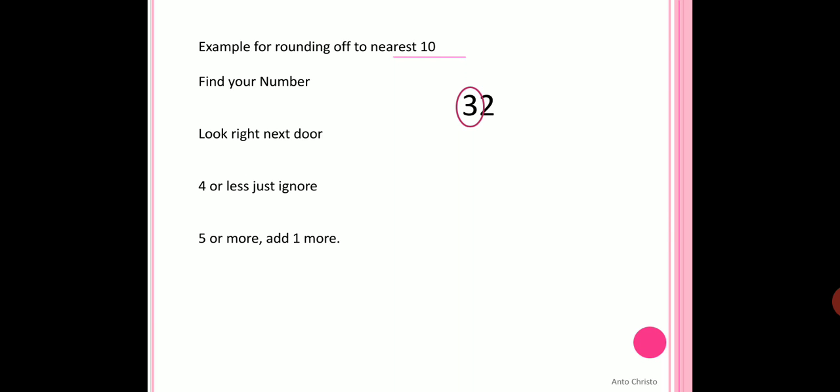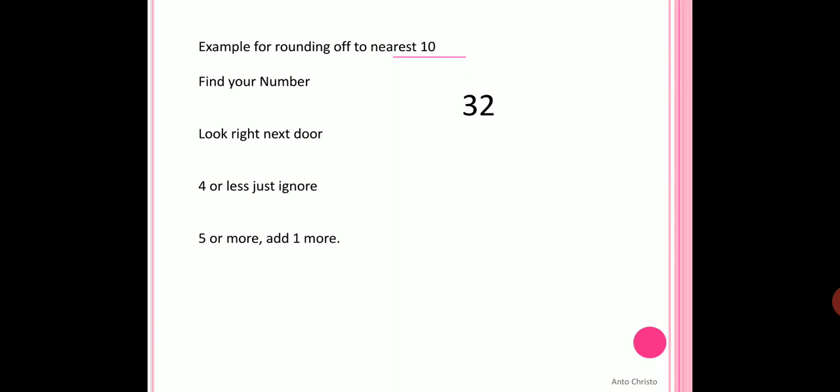Second line of the poem, look right next. So on the right side, what do you have? You have the number 2. Now the next 2 lines are going to help us to do the problem. So see, 4 or less, just ignore. 5 or more, add 1 more.